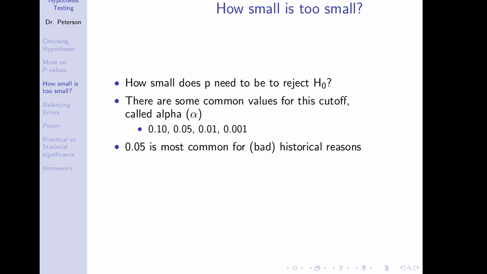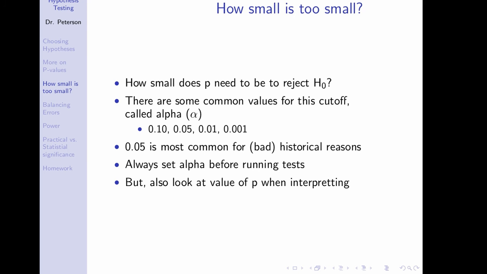0.05 is by far the most common alpha threshold used, and this is for relatively bad historical reasons. That's all we need to worry about for this class. For most things we'll use, p of 0.05 is a good threshold. However, it's important that you set this threshold before running your tests. You can't run a test, get a p of 0.08, and then say, well, I was always going to use an alpha threshold of 0.1. You need to make sure you've set that up ahead of time.